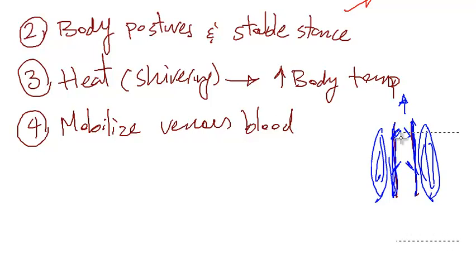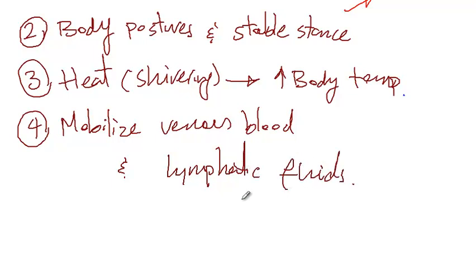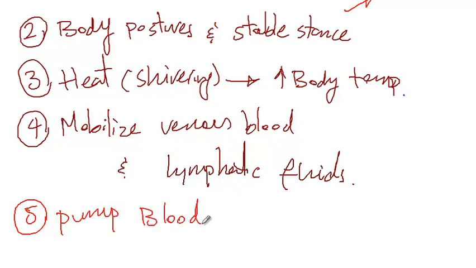So another function of skeletal muscles is to help mobilize venous blood, and it can also help to mobilize lymphatic fluids. So these were so far the functions of skeletal muscles. Now let's discuss the function of the cardiac muscle, which is used to pump blood into our systemic and pulmonary circulation. And then similar to skeletal muscles, these cardiac muscles are striated because they have a similar sarcomere structure, which we will discuss later in this video.